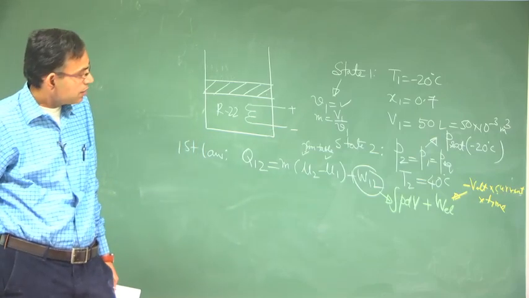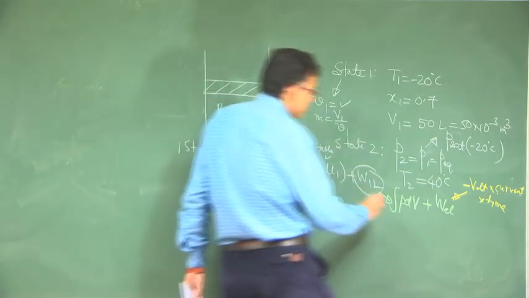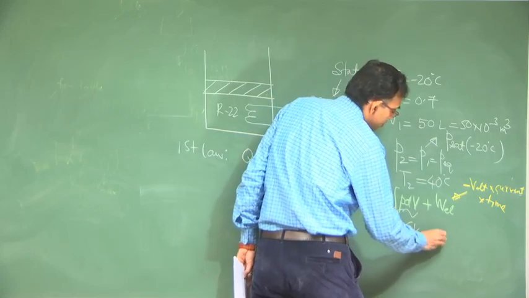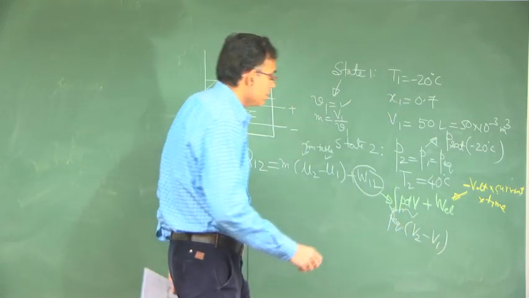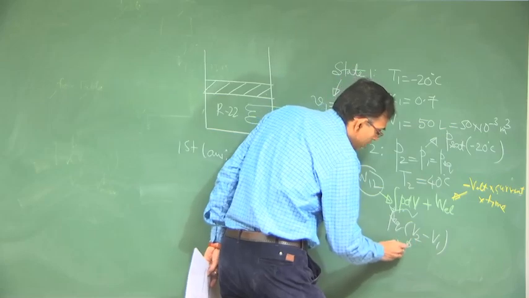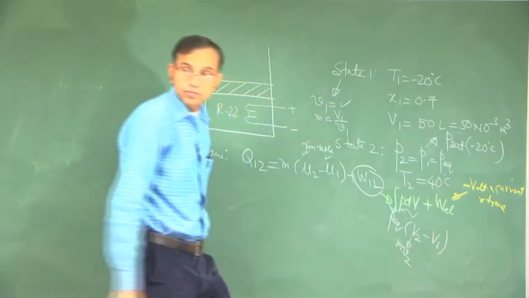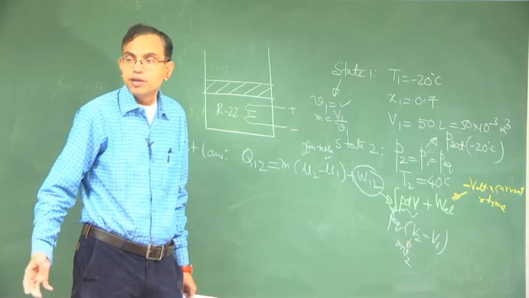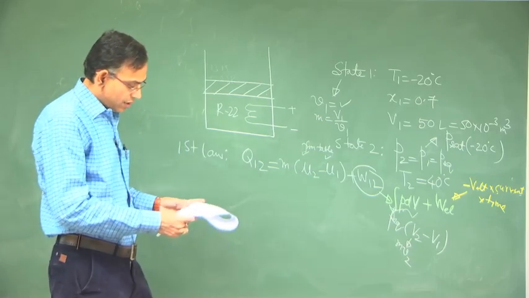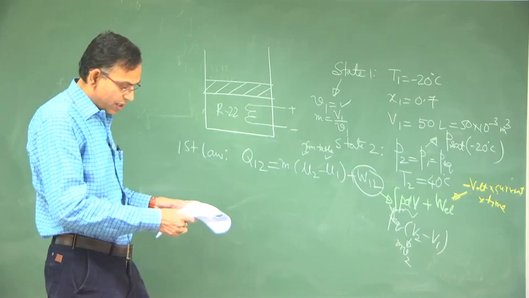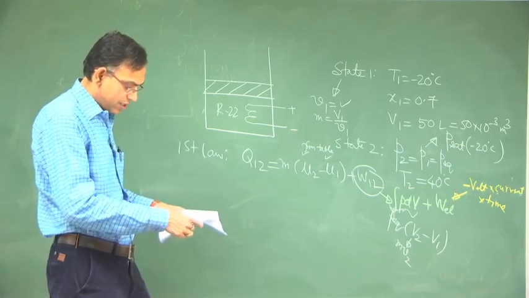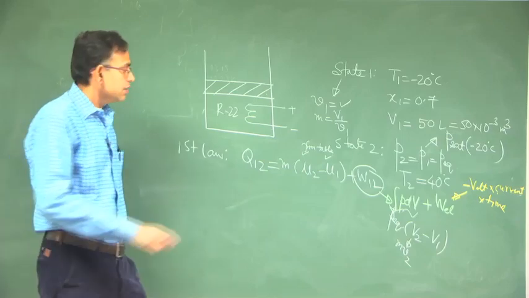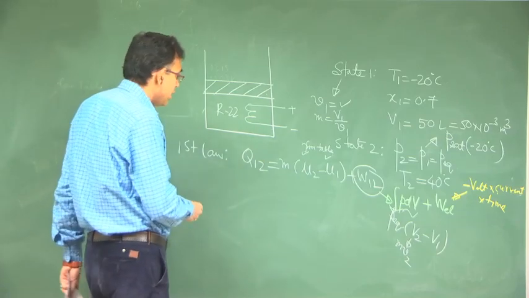Integral PdV is P equilibrium into V2 minus V1. V2 is mass into specific volume at state 2, specific volume at state 2 from table. So, then you can calculate what is heat transfer. I do not have the value of the expression, but you can always calculate it numerically.